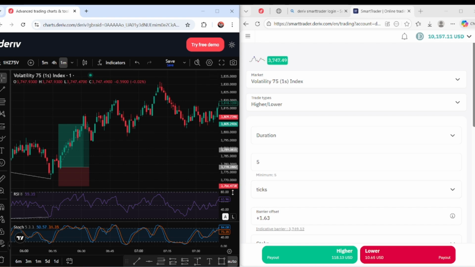Deriv doesn't have correlation pairs. What are correlation pairs? Correlation pairs are pairs whose moves align together in one order. Let's say Bitcoin and Ethereum, two crypto pairs that, once you look at their charts, move in correlation. Whatever Bitcoin does, Ethereum would like to do it. Whenever Bitcoin pumps, Ethereum is going to pump. So when you watch it on your chart, you see that they have the same movement.